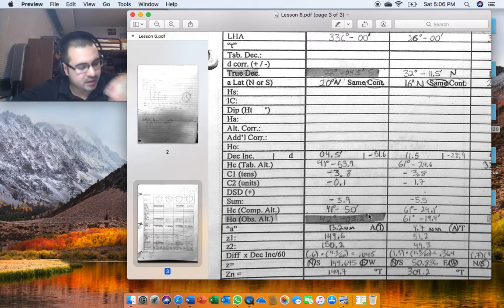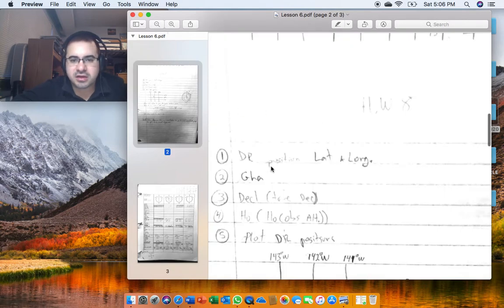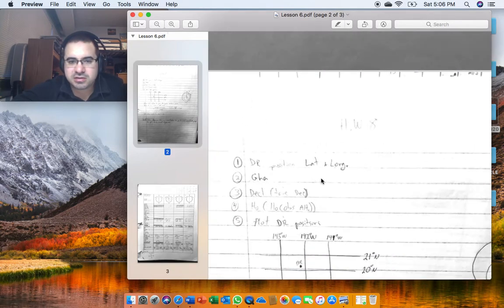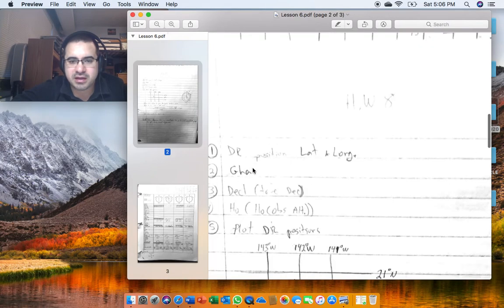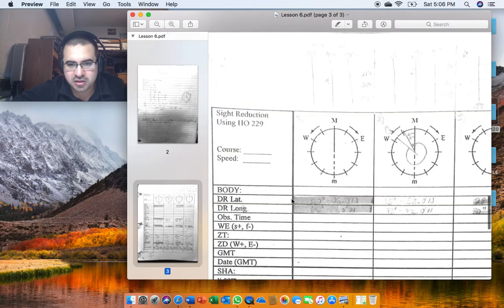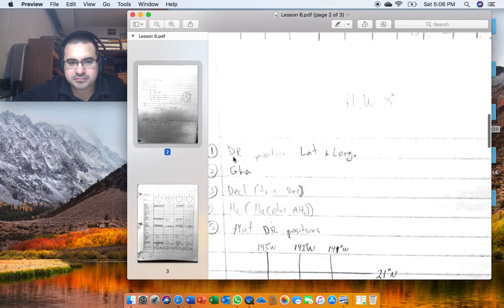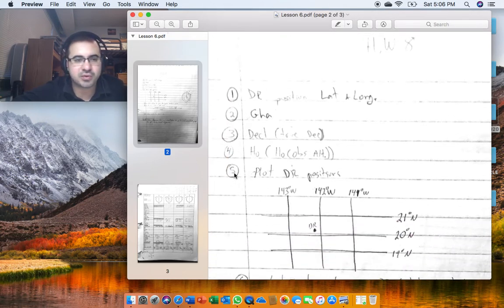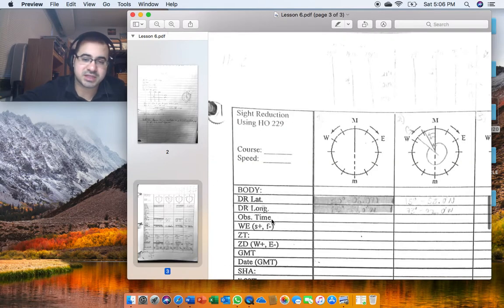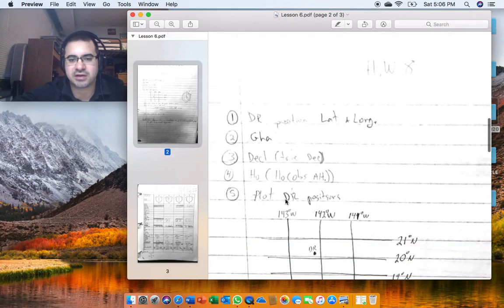Okay, so if you look at the notes, this cheat sheet, you have DR position, LHA and long. We did that. The GHA, we did that. You always plug in the values that they give you, right? That's how you can figure out what you've got to do. Obviously, at the end of the day, if they tell you to do the LOP, you know that you have to hit all the steps. Not all the steps here, but you'll see by the end of all the lessons that you have to hit everything.